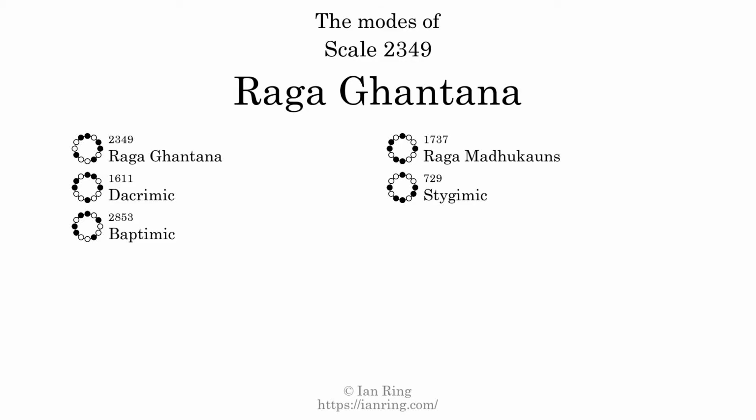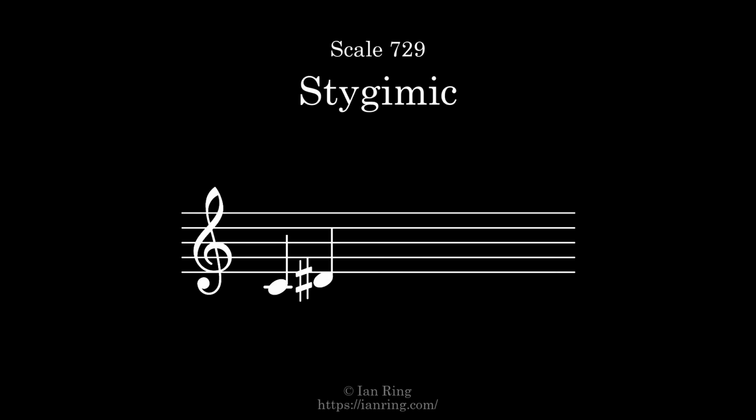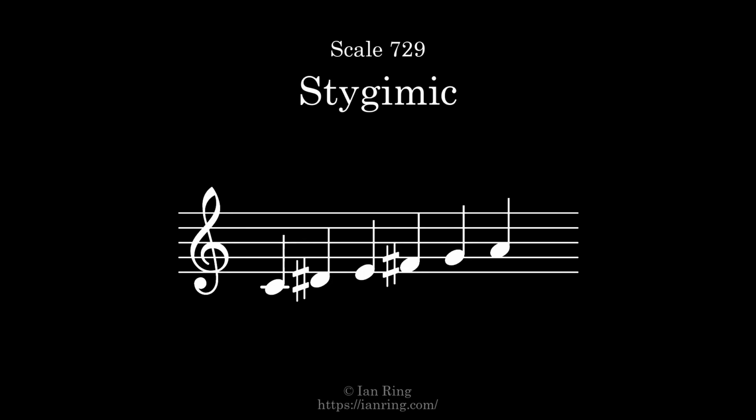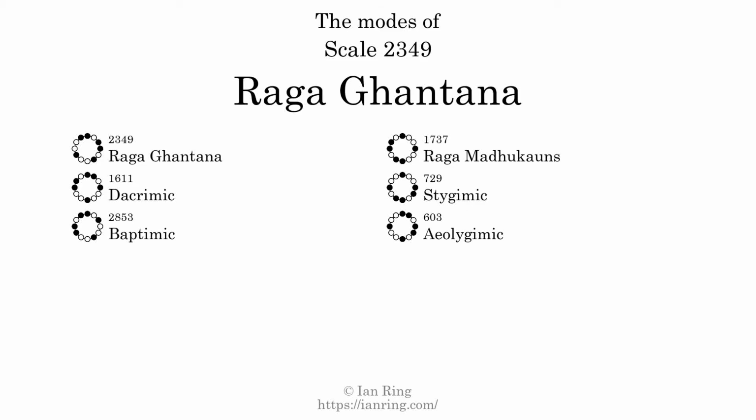The fifth mode is scale 729, also known as stygiamic. It sounds like this. The sixth and last mode is scale 603, also known as elegiac. It sounds like this.